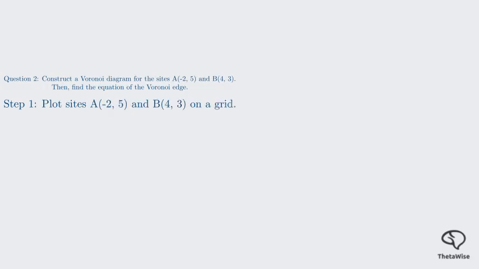Our next practice question focuses on construction, a core skill for this topic. Here's the problem. You need to construct a Voronoi diagram for sites A(2, 5) and B(4, 3), and then find the equation of the resulting Voronoi edge. As we learned, the Voronoi diagram for 2 sites is simply the perpendicular bisector of the segment connecting them. Our first step is to plot the 2 sites, A(2, 5) and B(4, 3), on a coordinate plane.